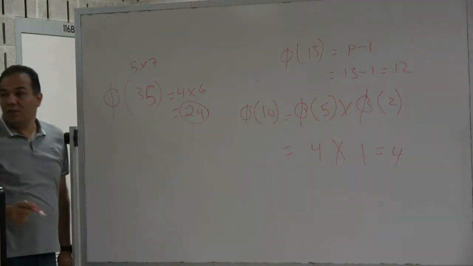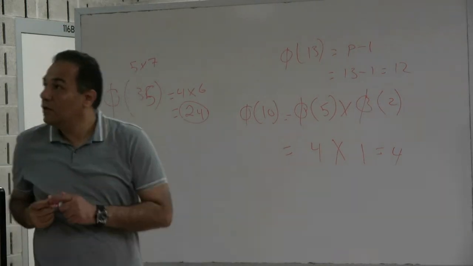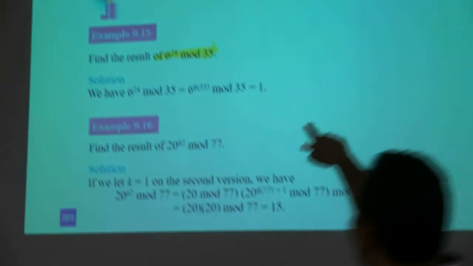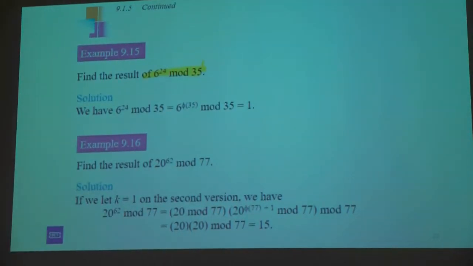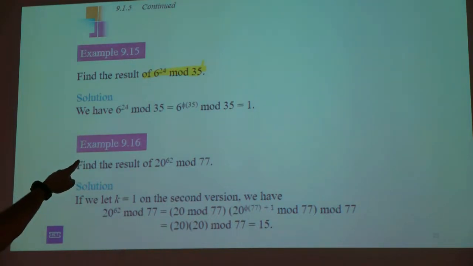And what am I trying to calculate here? 6 to the power of phi of 35, so the 24 is the phi of 35. So what is the result without doing any math? 1. We have a modulo 35, its phi is 24. Any number to the power of phi of that modulo will be 1. You don't have to work hard for that, so that's what we did.